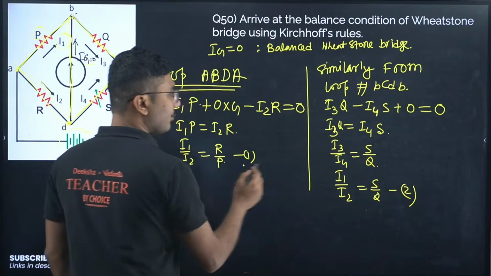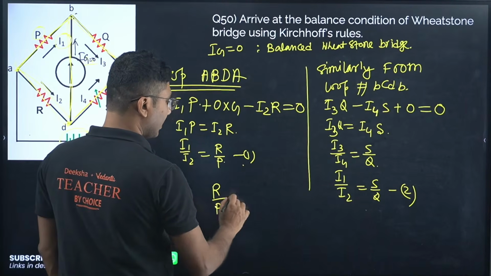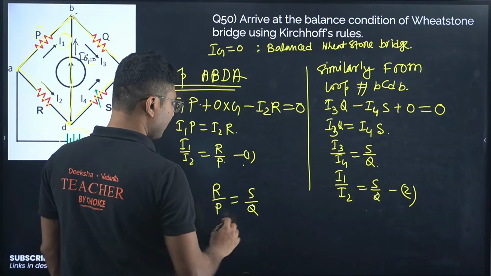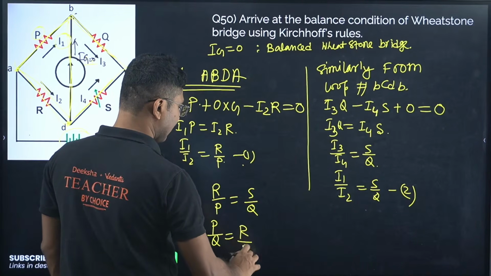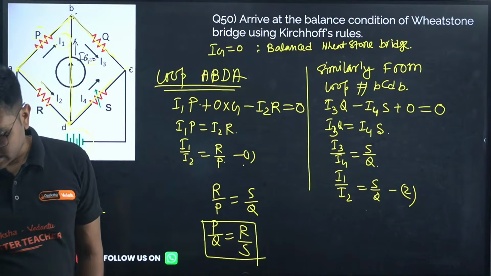Now if you compare equation 1 and equation 2, you will get R by P equals S by Q, or do cross multiplication, you get P upon Q equals R by S. Okay, P by Q equals R by S.